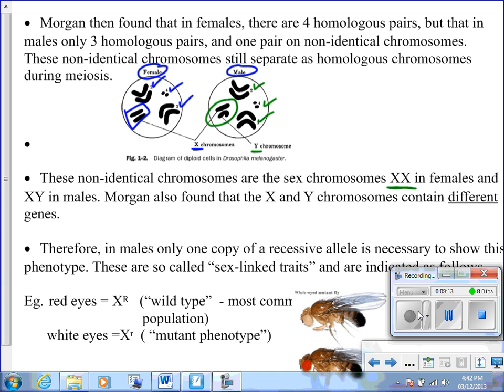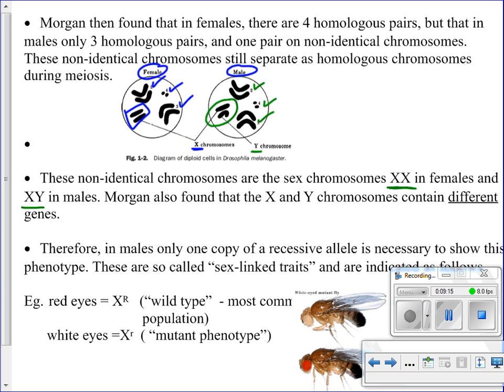And we see that the male fruit fly, just like human males, has 1 X and 1 Y chromosome. And keep in mind as well that the information that you find on the X and the Y chromosome is not the same information. It is completely different information, completely different genes.